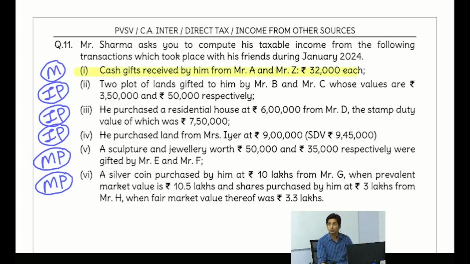But 64,000 is greater than 50. Fully taxable. Will you minus 50 and take balance or full amount? Full amount. So write this.